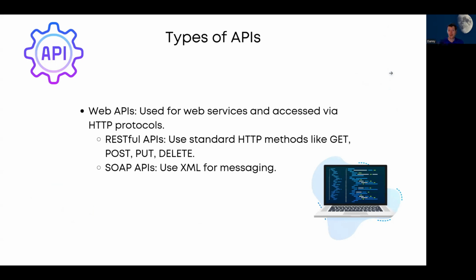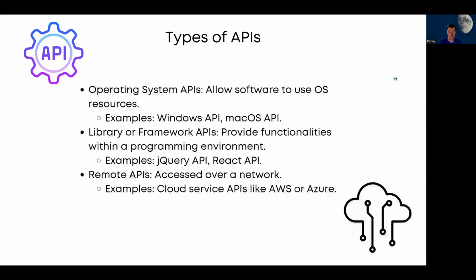So a couple types of APIs. You have web APIs. These are used for web services and accessed via HTTP protocols. So like RESTful APIs, they use standard HTTP methods like get, post, put, and delete. SOAP APIs use XML for messaging. There's also operating system APIs. These allow software to use OS or operating system resources. Examples would be the Windows API or the macOS API.